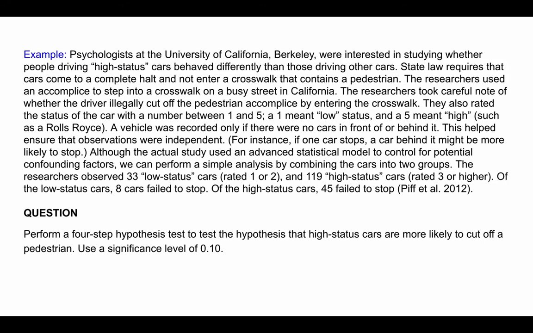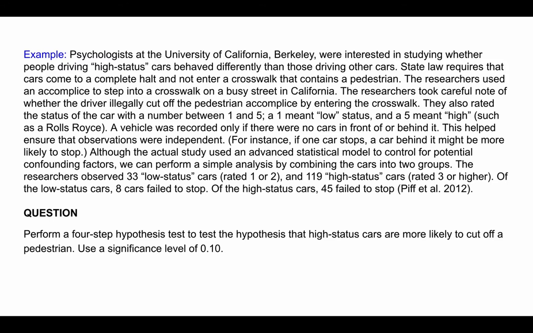Although the actual study used an advanced statistical model to control for various confounding factors, we can perform a simple analysis of the situation to demonstrate how hypothesis testing for two proportions works. And we do this by combining the cars into two groups. We're going to group the low status cars, ones that were rated 1 and 2, and then group ones that are rated 3 or higher and call those high status. The researchers observed 33 low status cars and 119 high status cars. Of the low status cars, 8 cars didn't stop, and of the high status cars, 45 didn't stop.